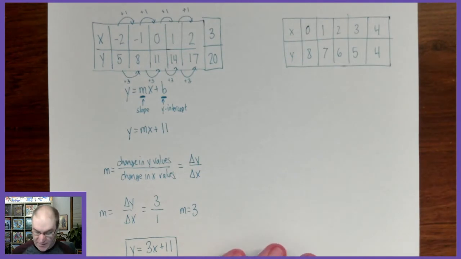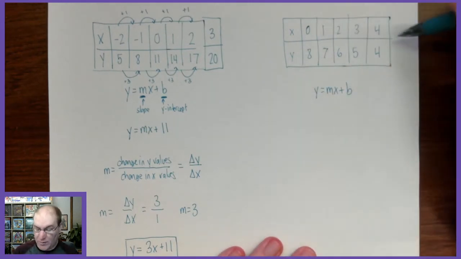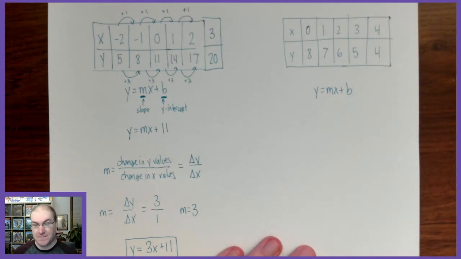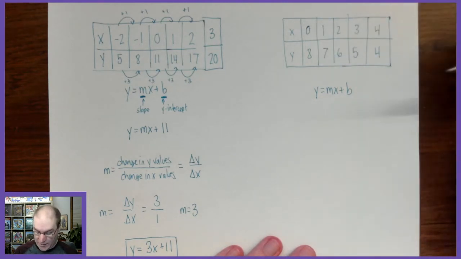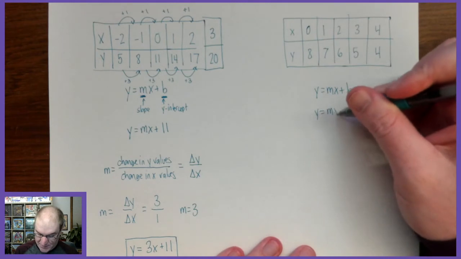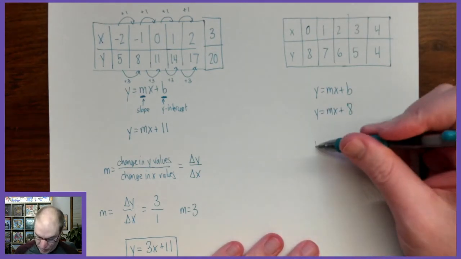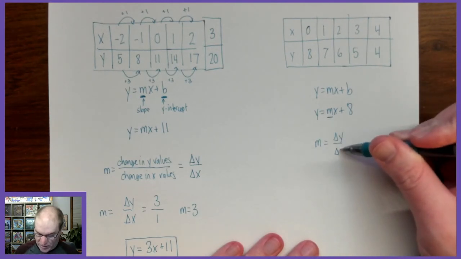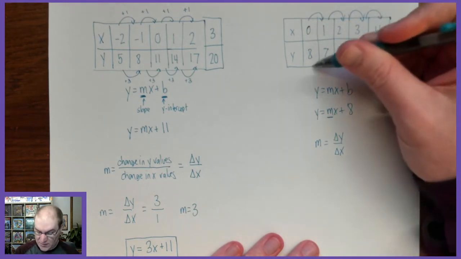All right, let's do one more example here. Same exact setup, y equals mx plus b. If we want to write the equation of this line that's represented by this table, let's look for x is 0. So that means our y-intercept is 8. And then our slope, our m, is going to be change in y over change in x. How much are the y's and the x's changing?